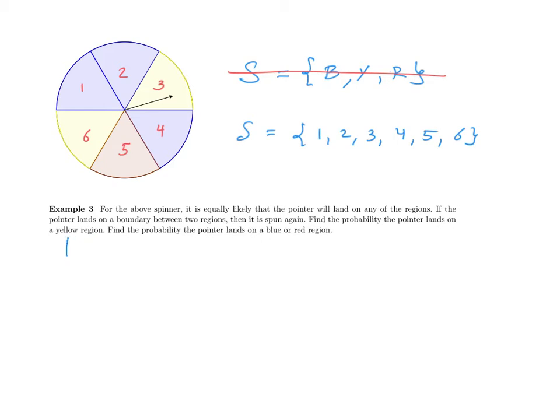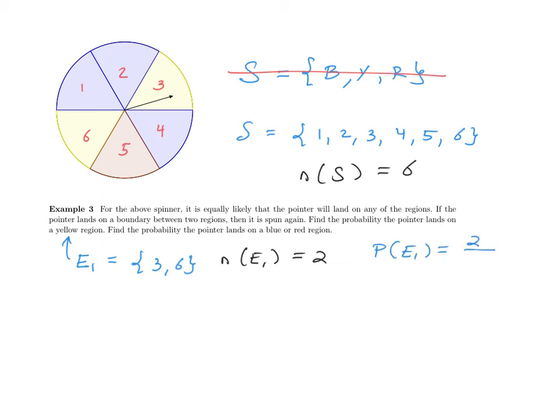I can now more simply define this first event as, well, the yellow regions are 3 and 6. The number of things that are in this event is 2. There's a total of 2 items. And the number of things in the sample space is 6. Therefore, the probability of event 1 is 2 over 6. We should simplify this. This simplifies to 1/3.